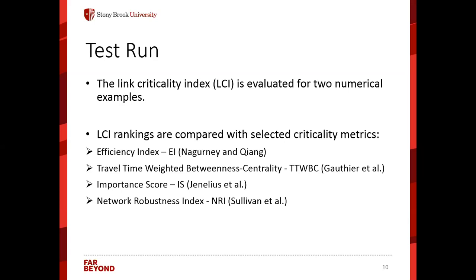Travel time weighted betweenness centrality basically uses betweenness centrality, which is a topological measure, but weights it, as the name implies, with travel times. Importance score and network robustness index use traffic assignment, and also follow this link removal strategy. Also the same for the efficiency index.